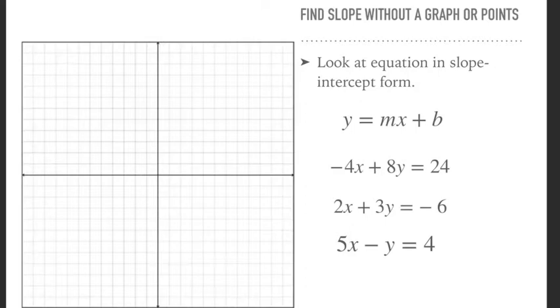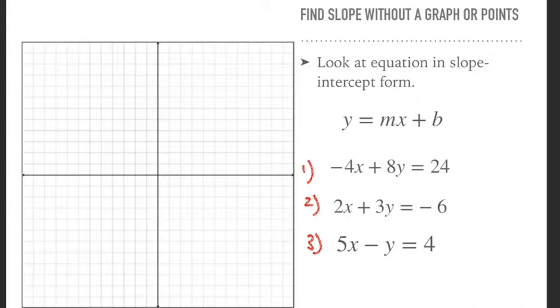In this lesson, we're going to continue talking about slope and how to find the slope of a line. And we are going to find the slope of a line without a graph and without points. You will see that just by looking at an equation of the line, and I have 3 equations right here, you will be able to determine the slope of a line.